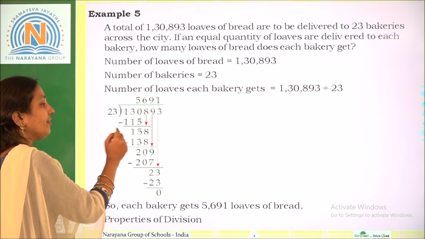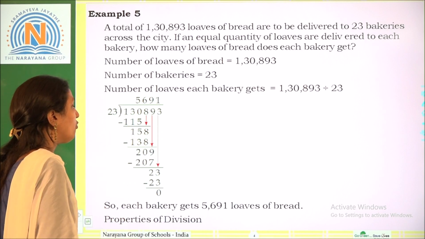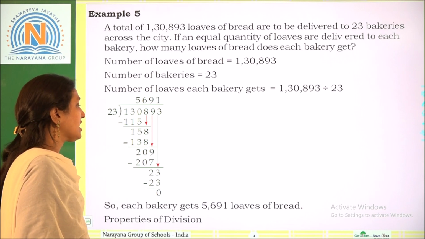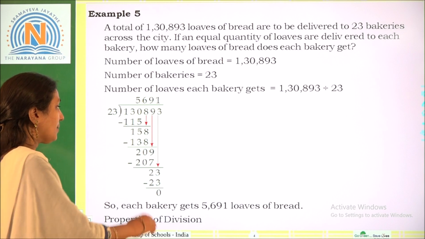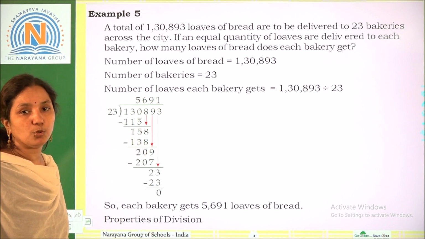How much will you get? 15. Now you have to bring down the hundreds place number 8. 158. So approximately you have to divide 6 times. So 6 23s are 138. So you have to subtract 158 minus 138, that will be 20.